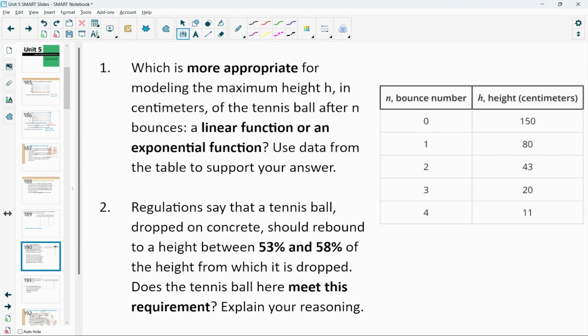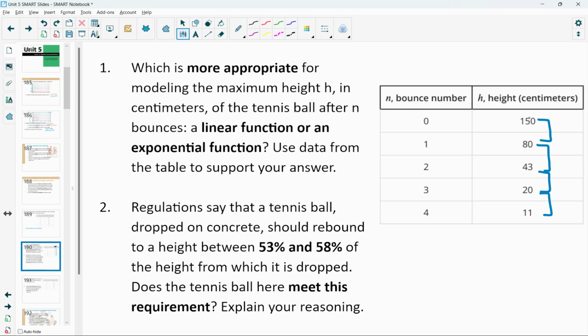Number one, which is more appropriate for modeling the maximum height in centimeters of the tennis ball after n bounces? A linear function or an exponential function? And use data to support your answer. So remember, with a linear function, the average rate of change stays the same, or with an exponential function, the average rate of change changes, okay, increases or decreases. So if we just look at the change per time period, we'll be able to see if it's staying the same or if it's changing.